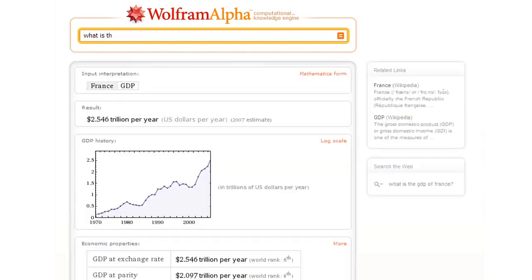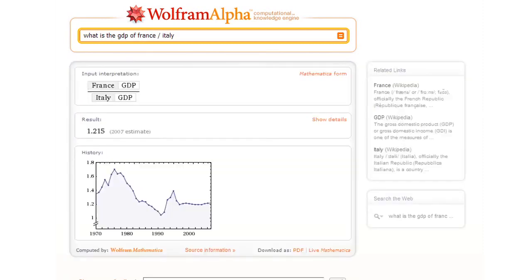Let's try this. What is the GDP of France / Italy? So we as humans can tell what this is asking, and so can Wolfram Alpha, and it gives us the result. But this is really making use of the fact that the data in Wolfram Alpha is organized so that it can actually be computed with.